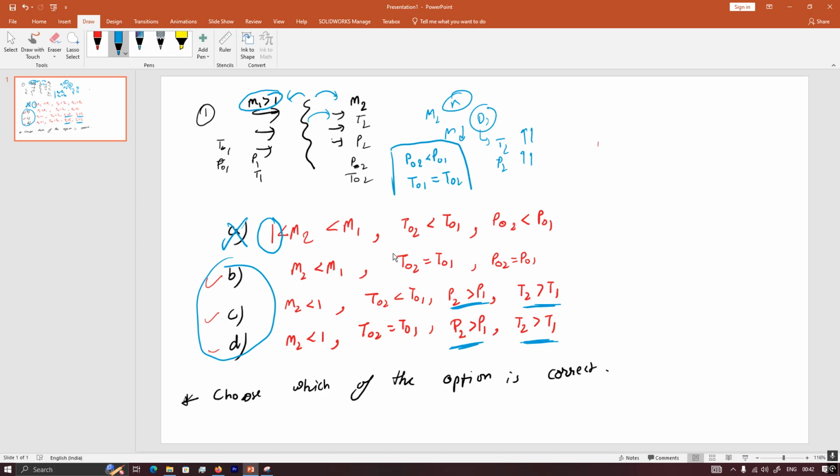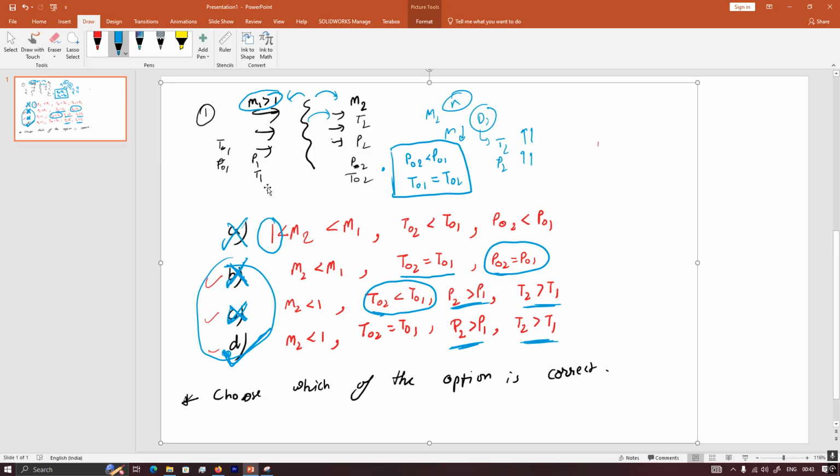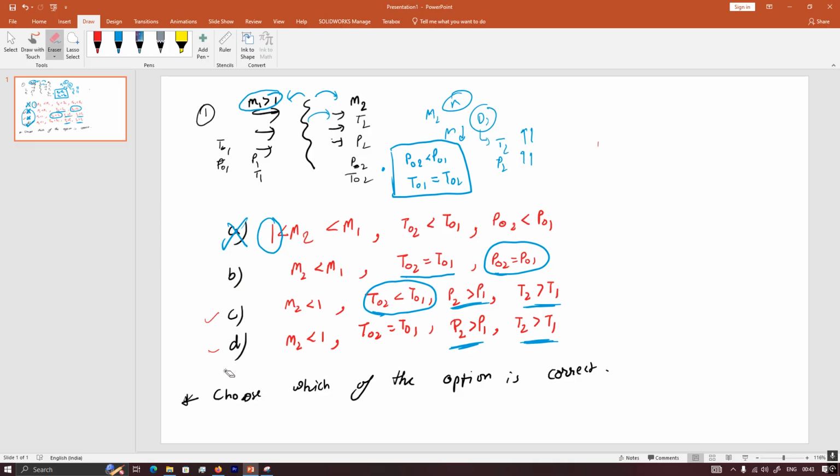Now with these two properties, we have to decide which options are correct. T naught 2 is greater than T naught 1, yes, but P naught 2 is not equal to P naught 1, so B can be eliminated. Here we can see T naught 2 is less than T naught 1, so C can be eliminated as well. So the only option which is correct is D. The answer for this question will be D. I hope you got this.